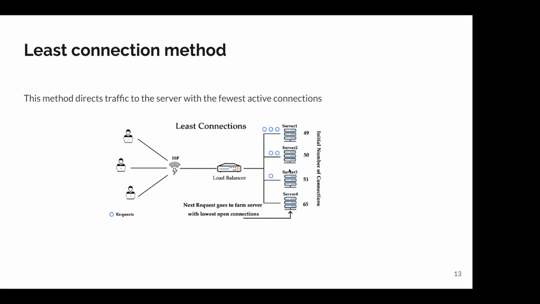Now I think you would have got the point, right? Based on the connections, it chooses a server, and if 2 different servers have the same number of connections, it does a round robin between those servers to choose one. Yeah, this is the least connection method. Okay, now let's move on to the next one.